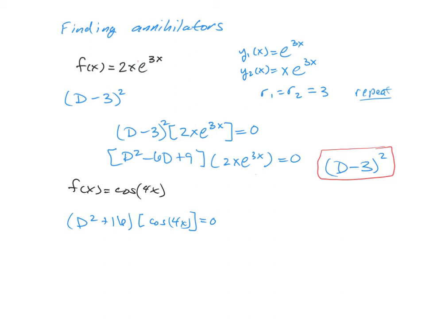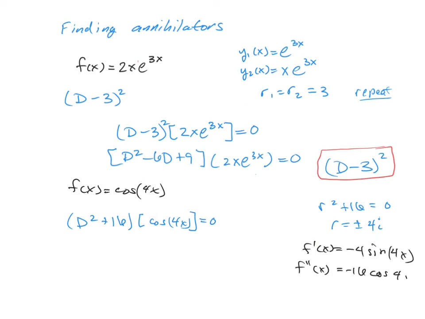And again, different ways to look at it. One is if you had an r squared plus 16 and you were to solve it, you get r is equal to plus or minus 4i, which would give you sine and cosine of 4t as your solutions, and that's what we're working from here. Or you could think of it this way. If I take the second derivative of cosine, I would have, first of all, f prime of x is equal to negative 4 sine 4x. And then the second derivative would be negative 16 cosine 4x.